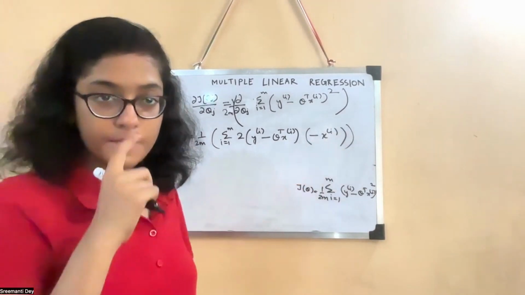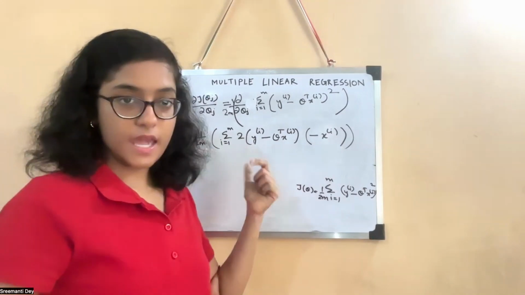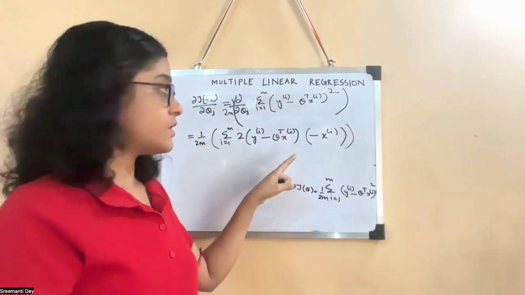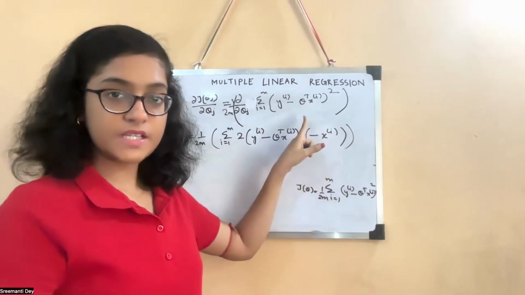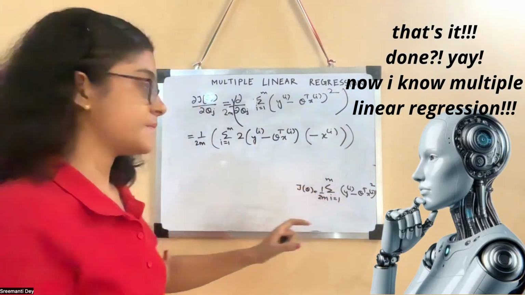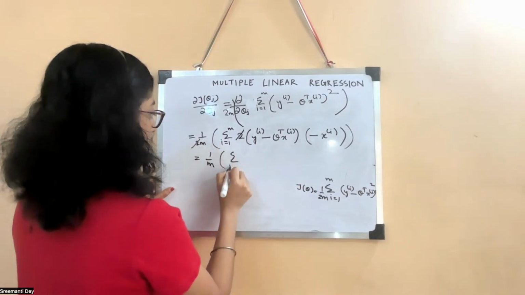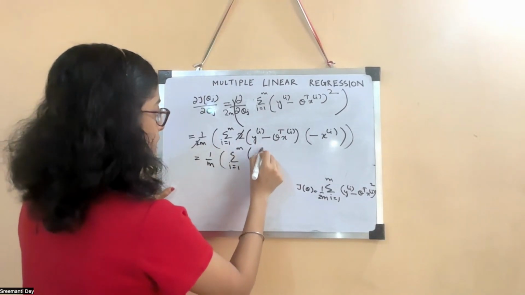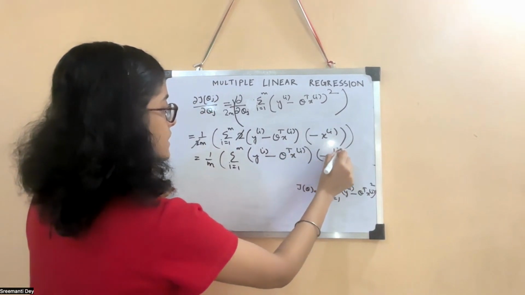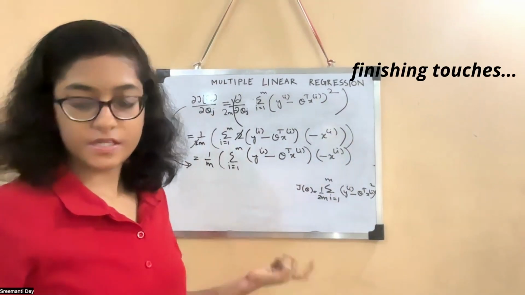Remember that when I changed x, which was m cross n, into m cross n plus 1, I added a column of 1s. So just remember that in the case of theta 0, it will be 1, minus 1. That's it. Literally, you have done it. So now we are done. Just remember this: 1/m, summation i equals 1 to m, (yi minus theta transpose xi) times minus xi. This is the formula that you need to remember, and we are done.